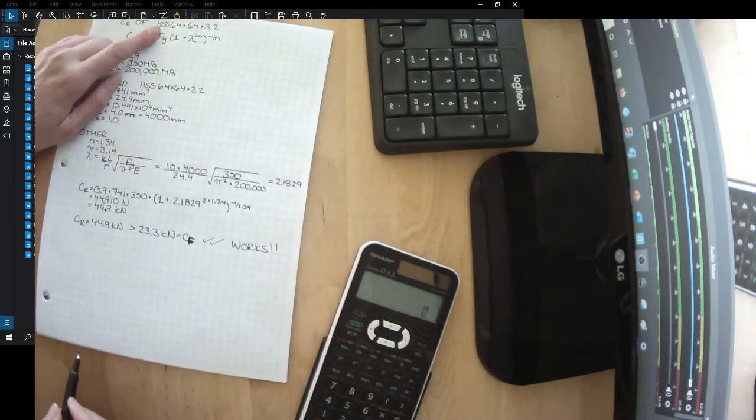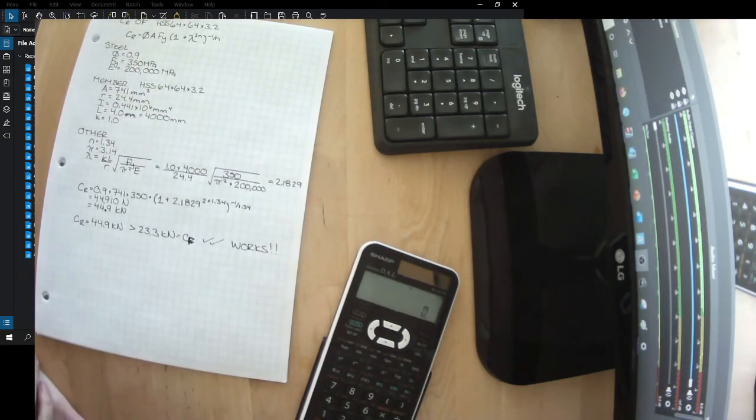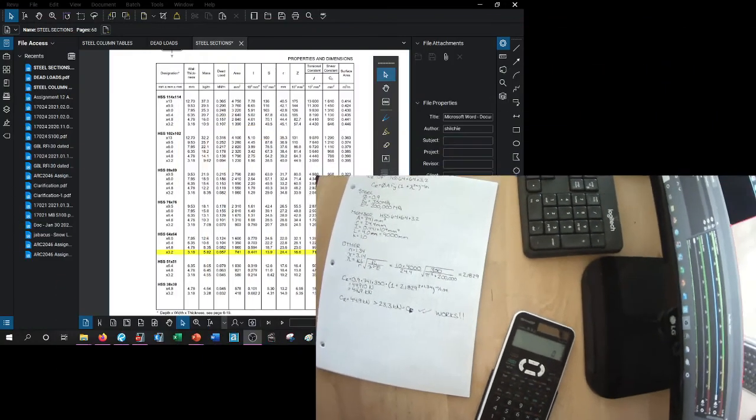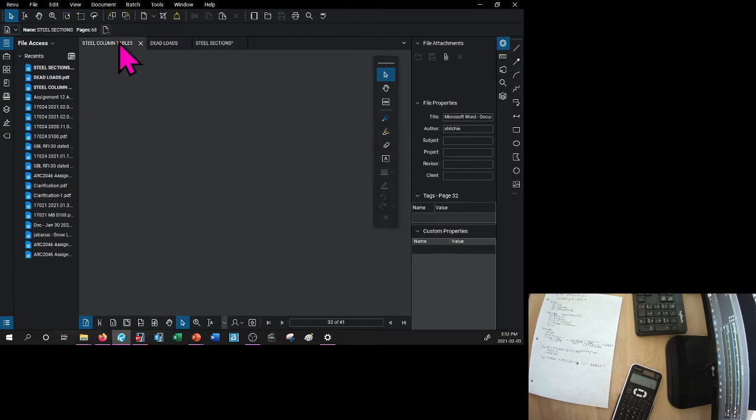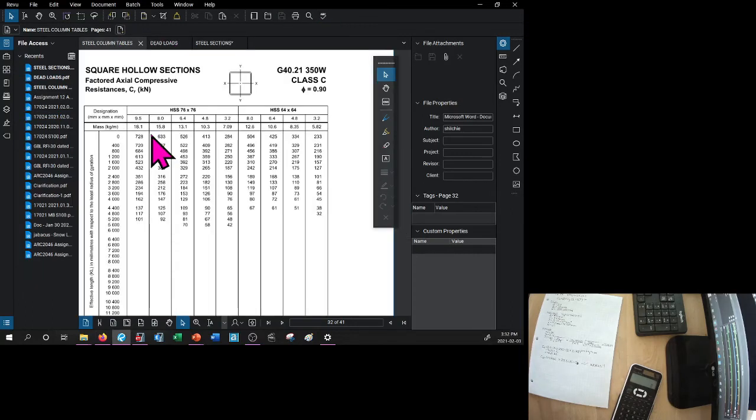Our HSS 64 by 64 by 3.2 works for those loads. So we have something that works here, which is fantastic. Let's take a look at our column tables. So we did it out the hard way there. Let's take a look if we were looking at the steel column tables, what we would get.